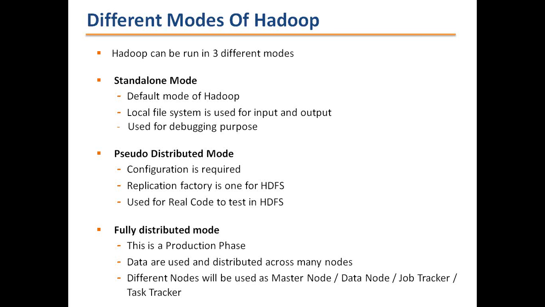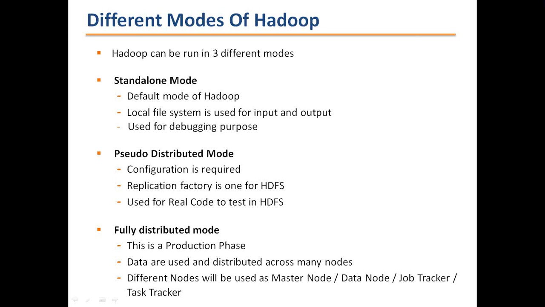Then coming to fully distributed mode. Fully distributed mode is the production phase. It means we'll have multiple machines in the cluster, 20 nodes, 30 nodes, or more nodes based on the data. I think Yahoo and Facebook maintain large clusters with thousands of nodes in fully distributed mode. Startup companies maintain only 10 or 20 node clusters, and later, based on data, they will increase the cluster sizes.